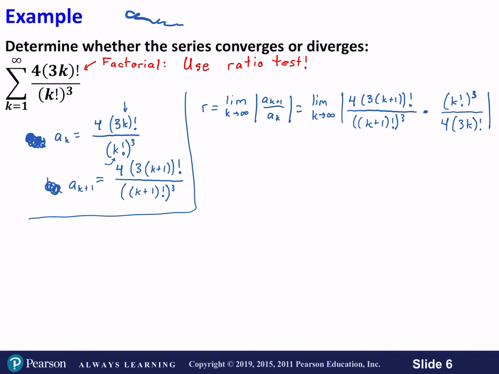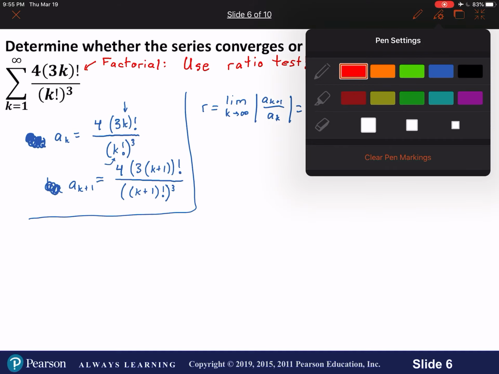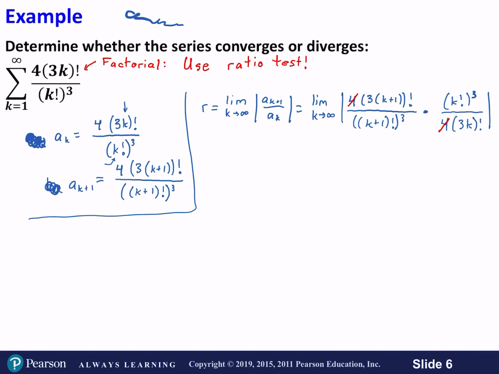So one thing you might notice is that there's a 4 on top and a 4 on bottom. Those cancel out. But everything else is a little bit more tricky to see, so let's go through that a little bit slowly. Alright, so on top we have (3k+1)!. We can rewrite that as (3k+3)!. And then we also have (3k)!.